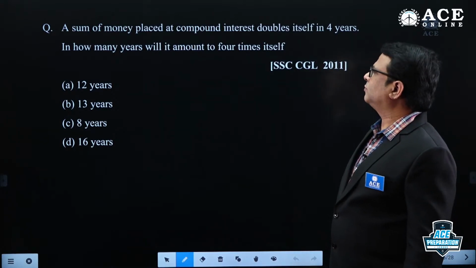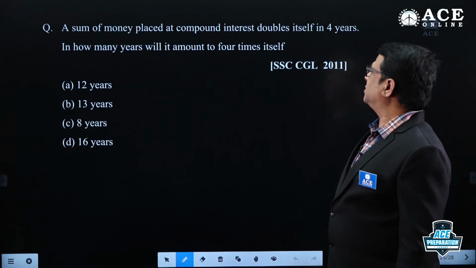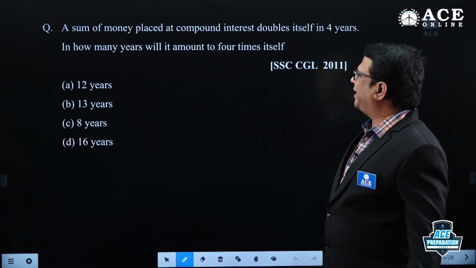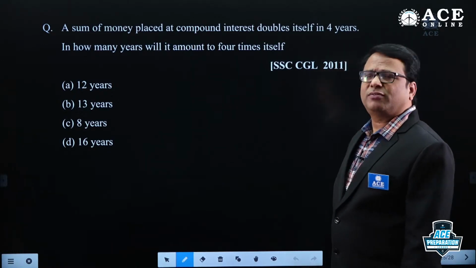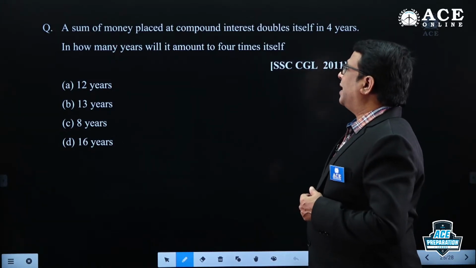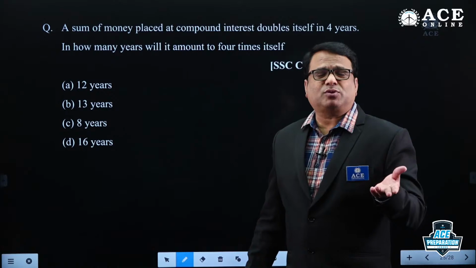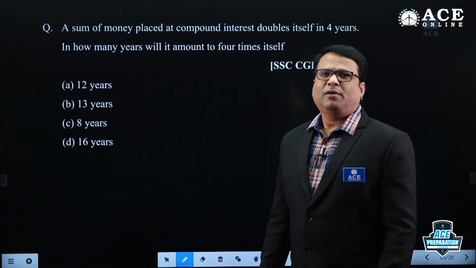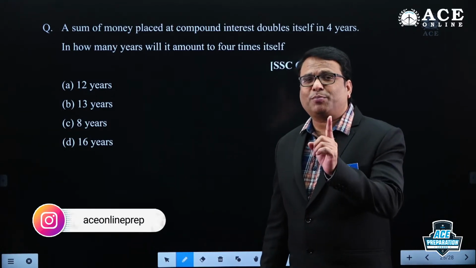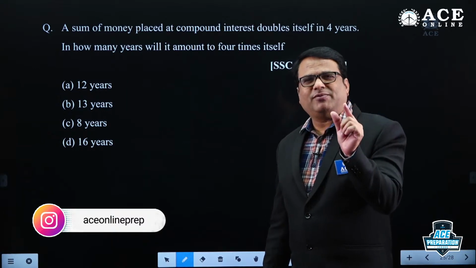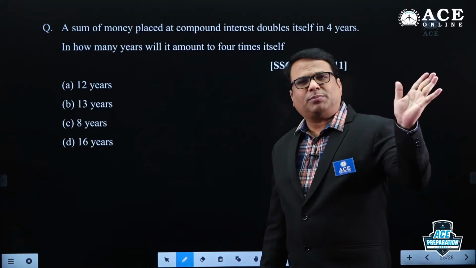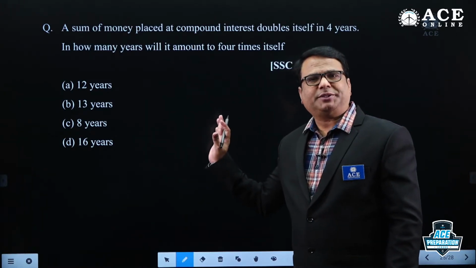A sum of money placed at compound interest doubles itself in 4 years. In how many years will it amount to 4 times of itself? So to double itself, it takes 4 years. Then in how many years will it become 4 times of itself? That is the question. Now, we have discussed this type of problem under simple interest, but don't use the same procedure here. The procedure that we discussed under simple interest cannot be used here. There the concept is different and here the concept is different.